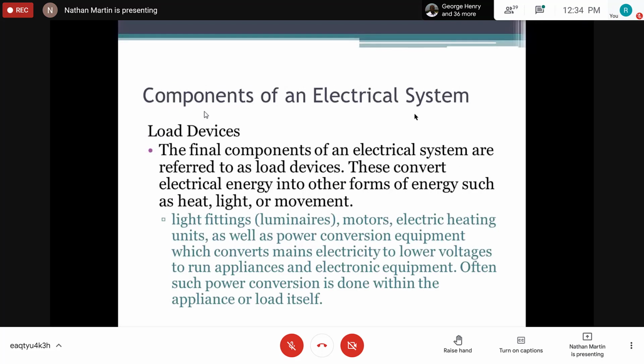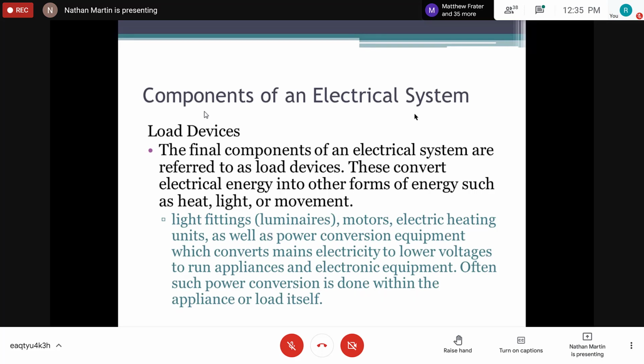All right, load devices. These are really the final type of devices in a facility. So we're just doing a broad introduction now. We can't look at every device, guys. We'll never finish. Electrical is so wide, even in a facility, that we have to bunch them. So we're talking about load devices now. We said these are the final components of the electrical systems. These convert the electrical energy to other forms, such as light, heat, or movement, such as motors and so forth.